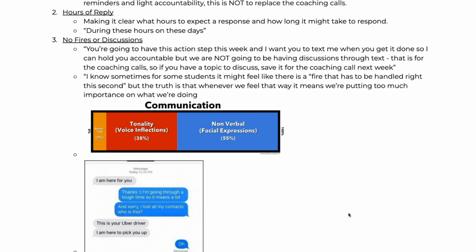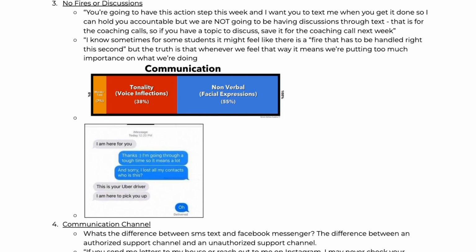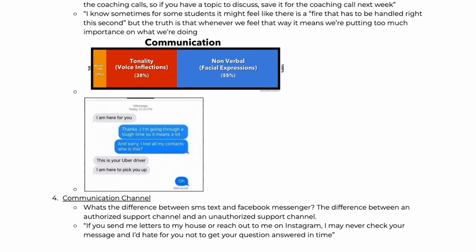And then on top of that, you can really communicate to them, hey, this is exactly the communication channel that we're going to be talking on, right? So yes, you can SMS text me. Maybe that's a support line that we have, but Facebook Messenger, or sending letters to my house, all that kind of stuff. The difference is that this is an authorized support channel and the other one is not an authorized support channel. And so I want to make sure that you get the question that you have answered at the appropriate time. If you send me a message on Facebook and Instagram, DM me and all this kind of stuff, I may not see it.